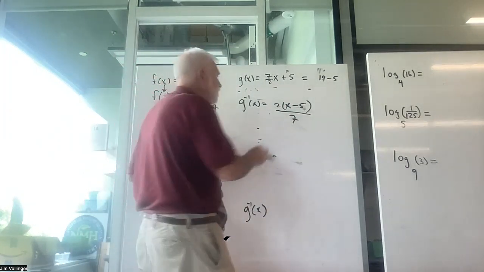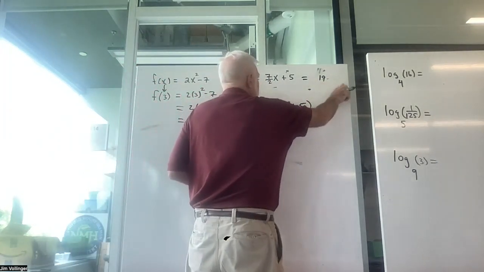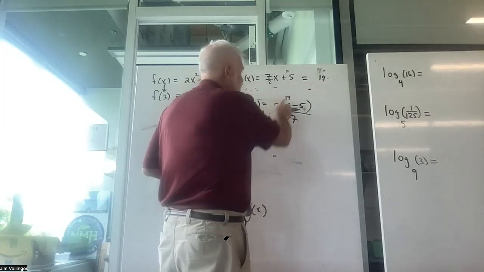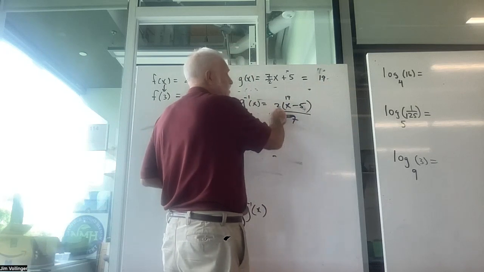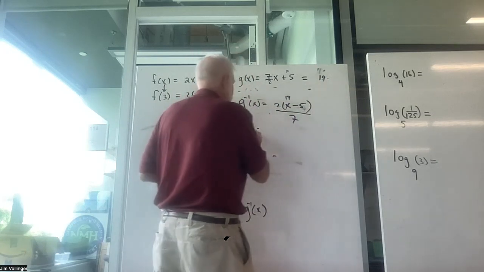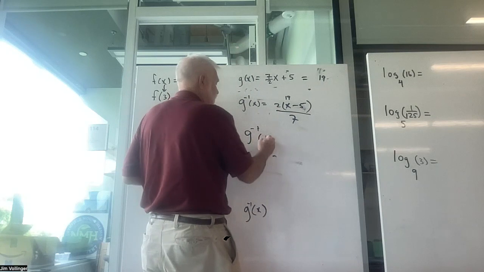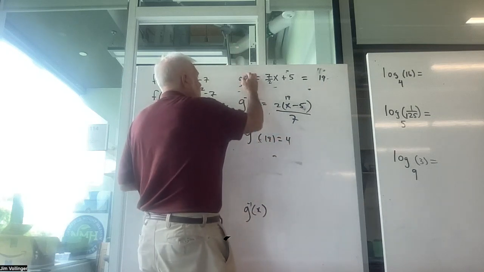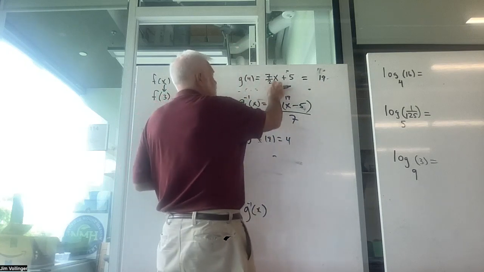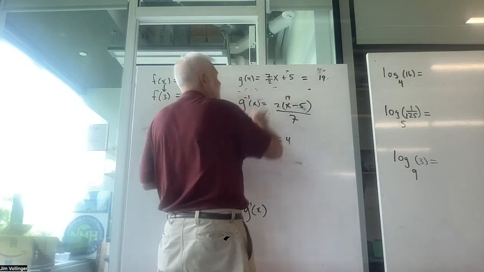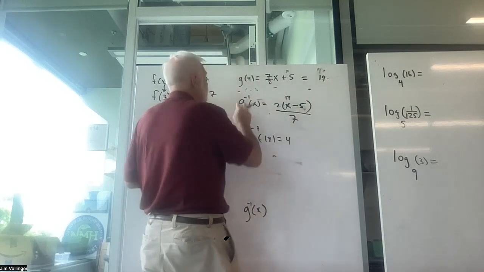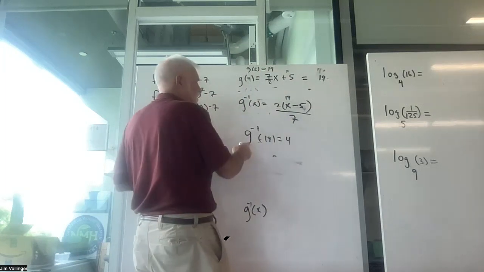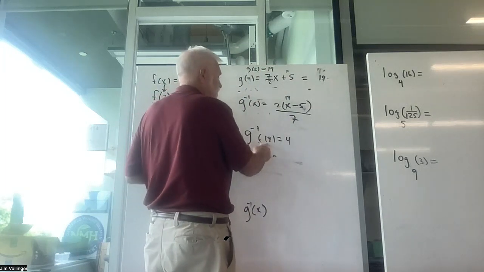And then if I put this number in here, 19, well, let's put a 19 in here. 19 minus 5, 14. 14 divided by 7 is 2. 2 times 2 is 4. So g inverse of 19 equals 4. And g of 4, remember what we did up here, g of 4, 2 goes into 4, 2. 2 times 7, 14, plus 5, 19. So up here, g of 4 equals 19, and the inverse is g inverse of 19 equals 4.